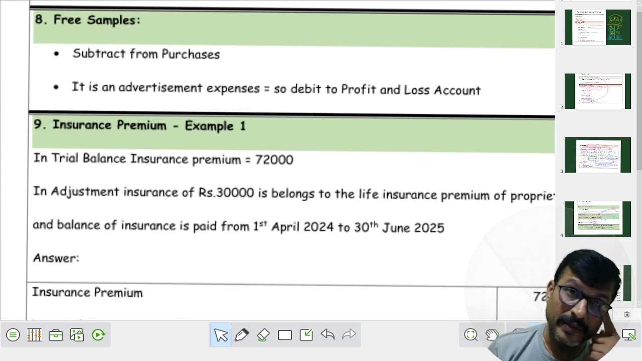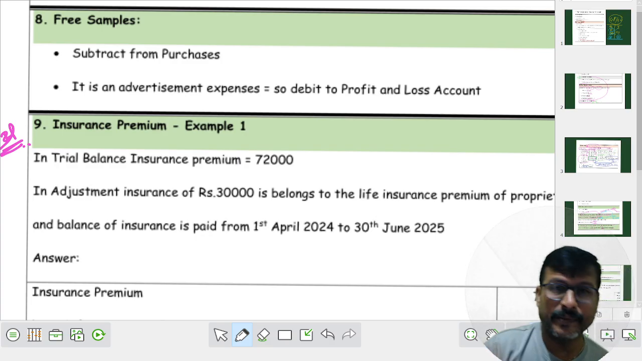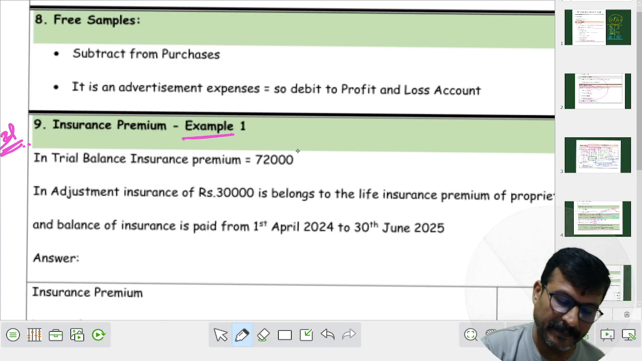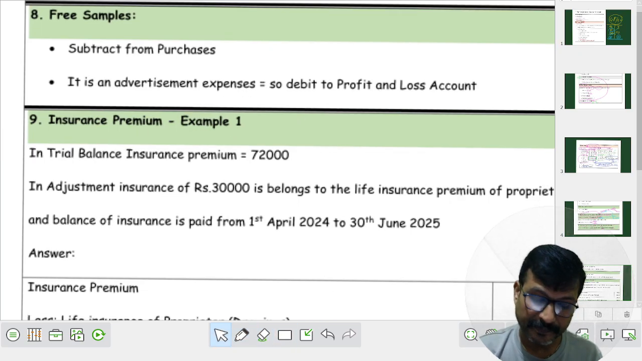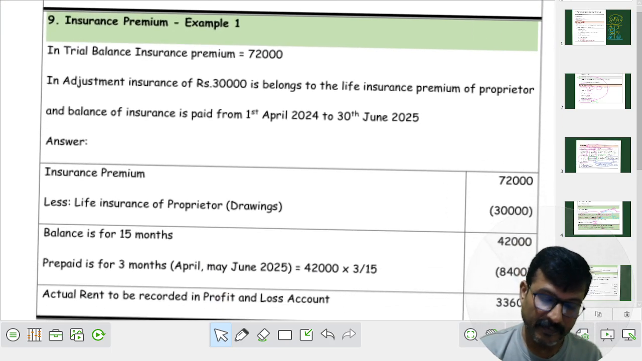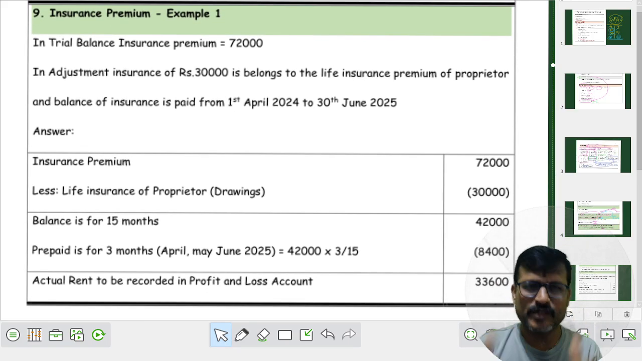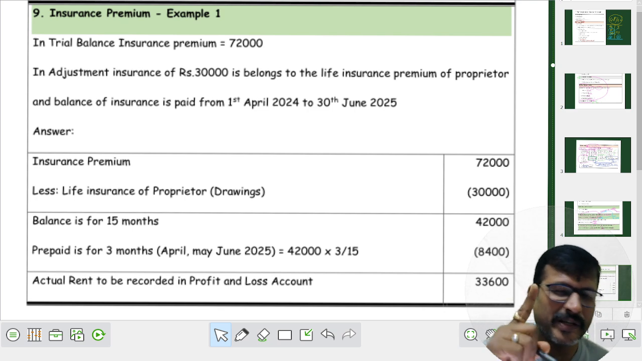My dear student, another important point for your long term remembrance. I took some illustrations. Example 1. In the trial balance, let me make it so clear. Let the entire thing be in one part for your easy understanding. Okay, fine. Shall I start my explanation?